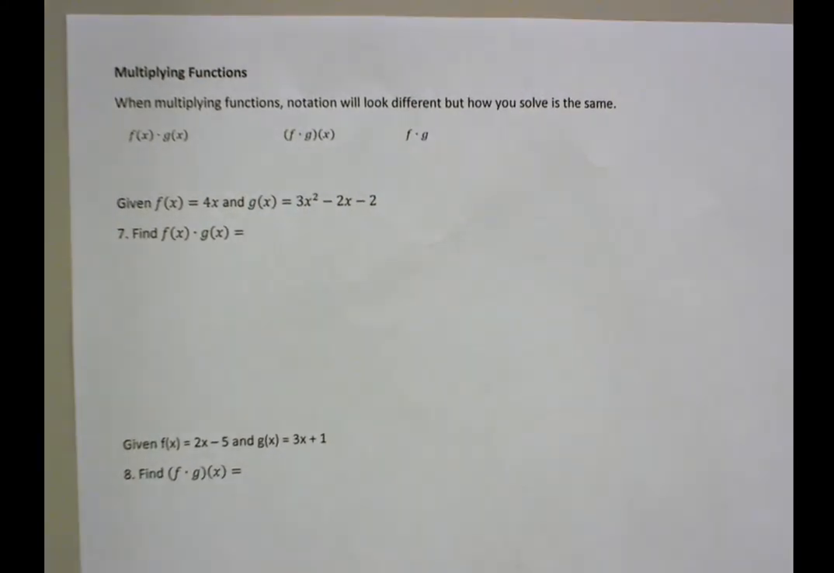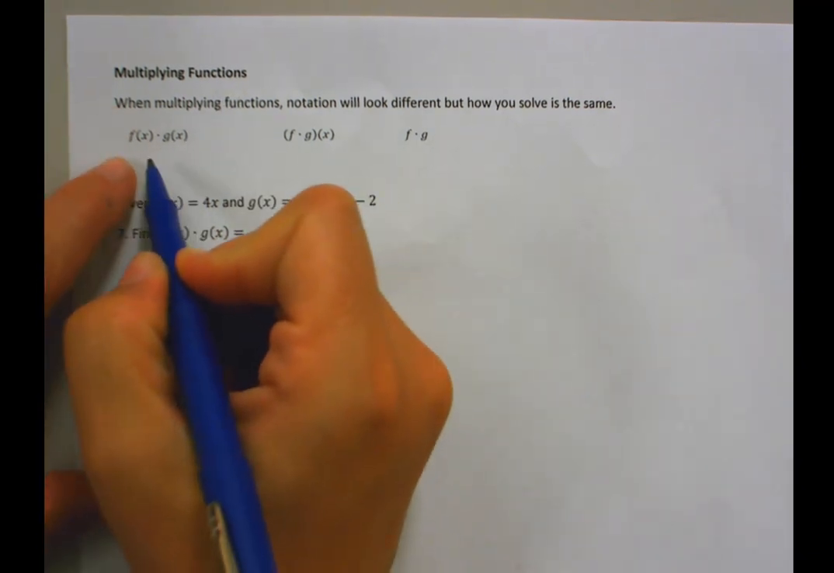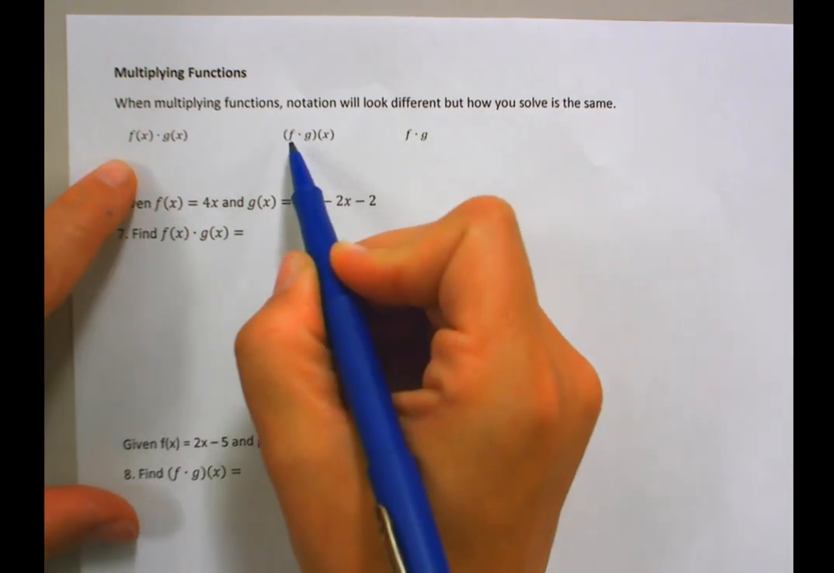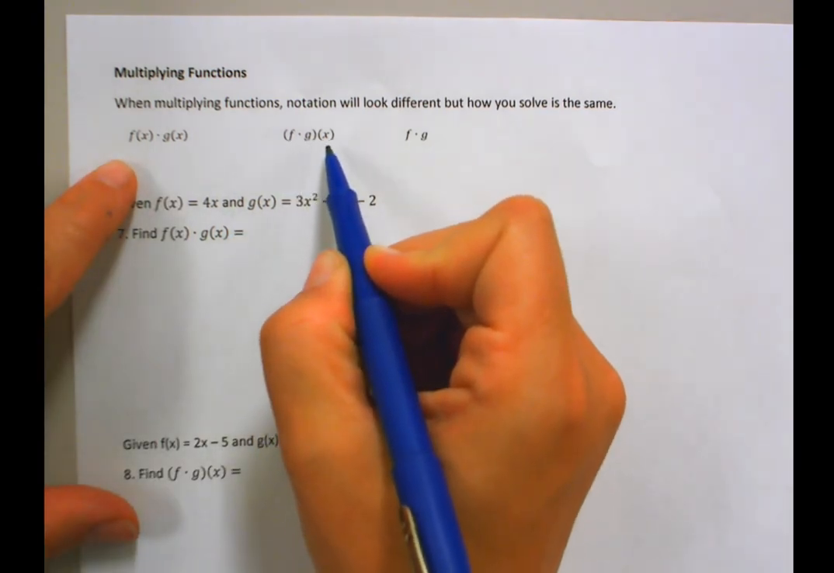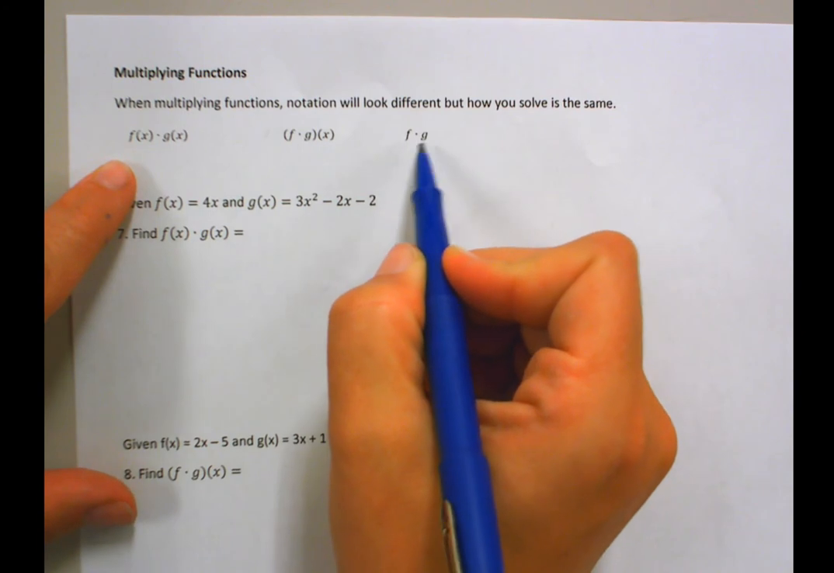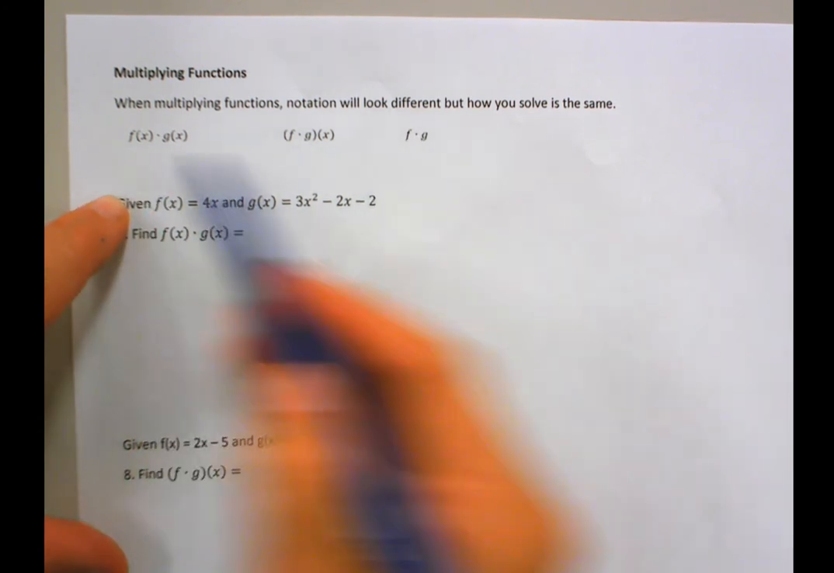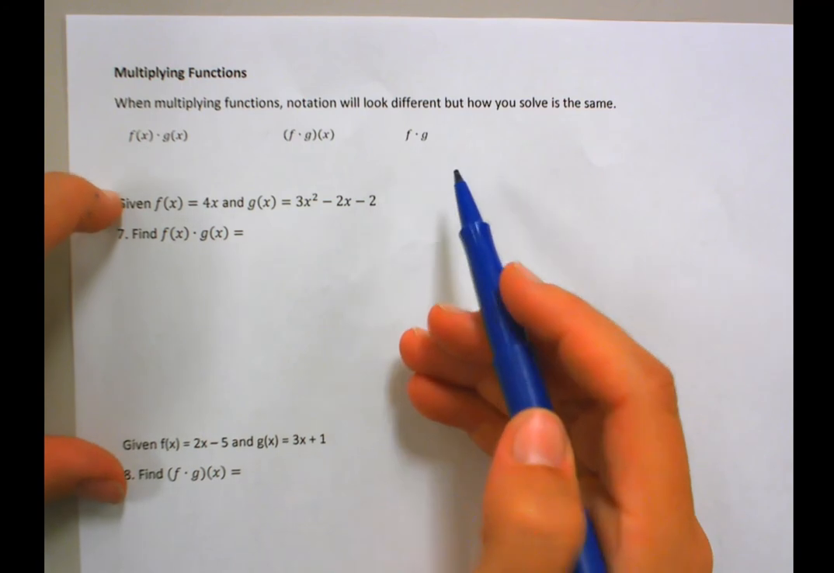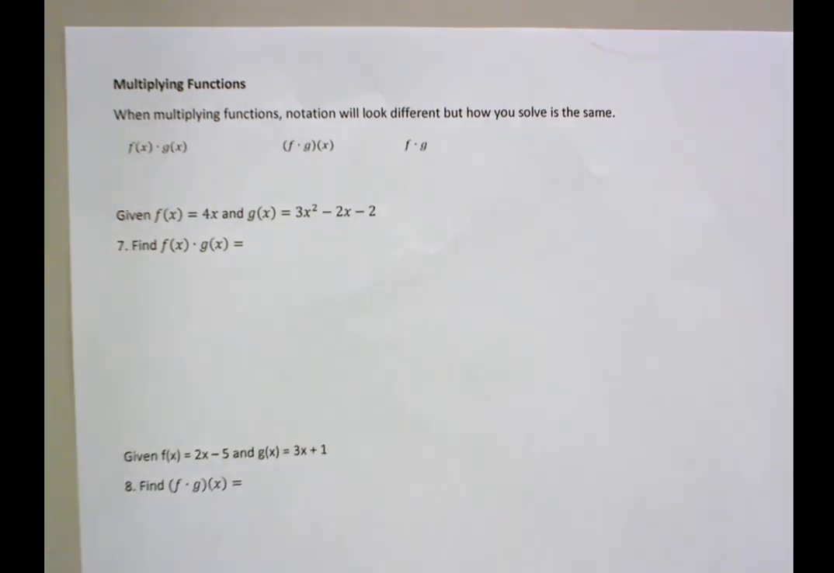For multiplying functions, there's a couple different formats that you can see the question. Sometimes they'll separate it just by our multiplication dot. You could also see it where they put f times g of x. And then sometimes they don't even put the x. They just put f times g. All of these just mean multiply the two functions together. They're just different notations, but we solve them all exactly the same.